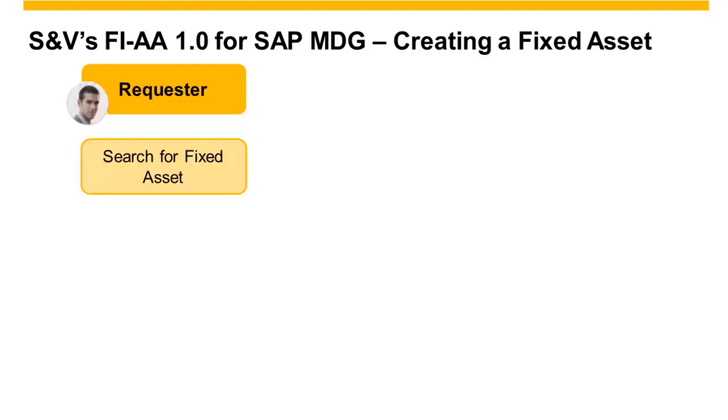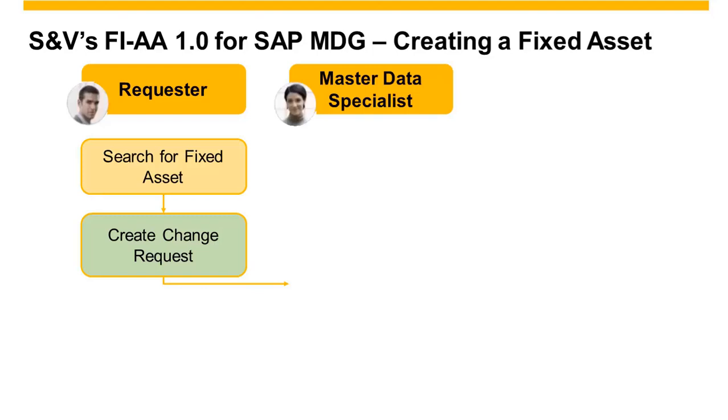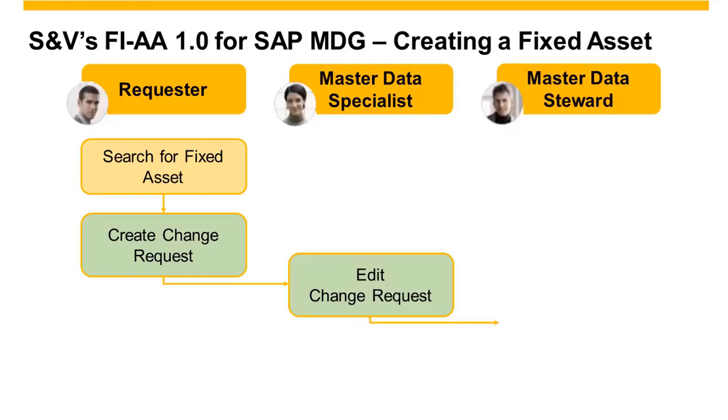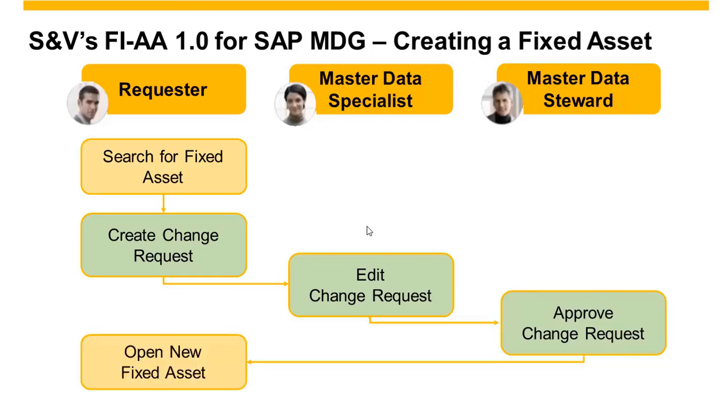Once you search for the required fixed asset in the MDG system to confirm that it doesn't exist, you create a change request to create the fixed asset. You send the change request to a master data specialist who checks and, if required, modifies your entries. She then forwards the change request to a master data steward for final approval. The search now returns the new fixed asset, and you can open it for processing from the result list.